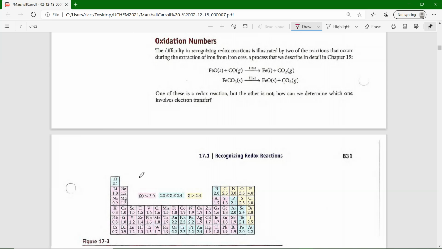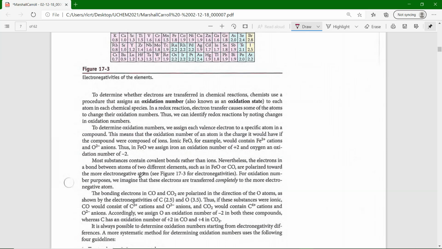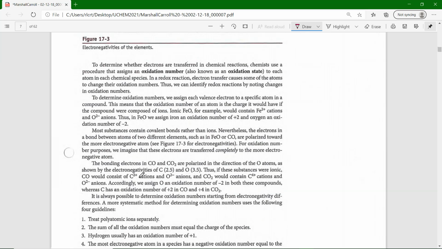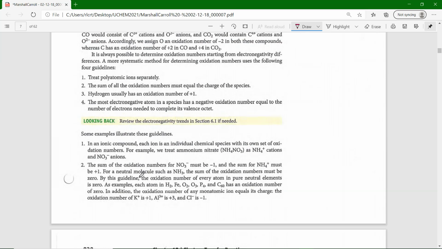Oxidation numbers. The book goes into way more detail than you have to. You know the rules from Chem wu17lec1, the YouTube video you just watched at 2 times. You don't have to watch it at 2 times. You can watch it at 1 time if you want.